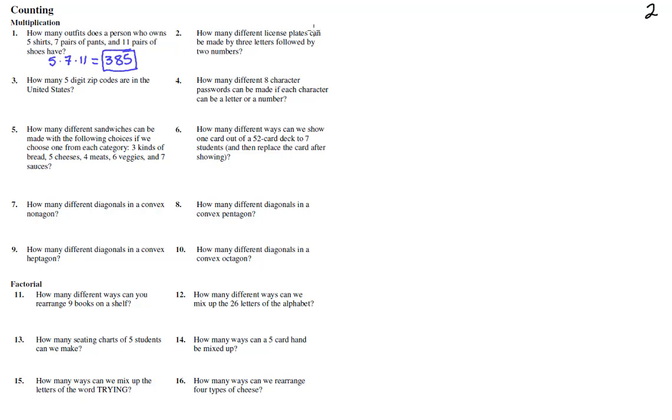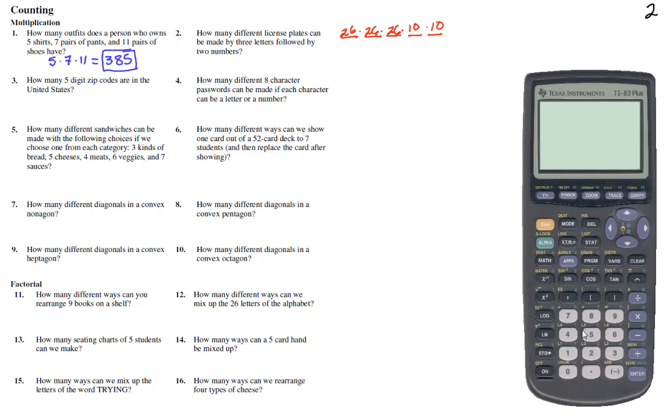Next, how many different license plates can be made by 3 letters? So let's write that out. 1, 2, 3 letters. And so that's 26 options in each one. And then followed by 2 numbers. So that's 10 digits that could go there, 1 through 9, and then also a 0, and that's 10. So that one I'm going to need to pull out my calculator for.